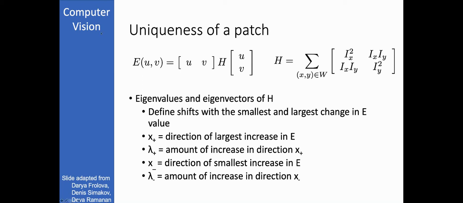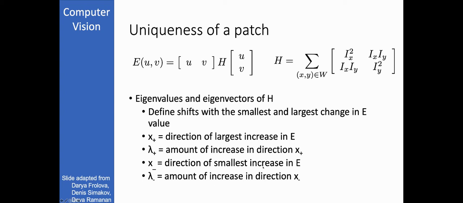So once again, writing the change here with the structure tensor, I noticed that I actually know this form quite well. Indeed, it's the eigenvalues and the eigenvectors of H that are useful. So if I want to define shifts with the smallest and the largest changes in E, I should simply look at first x plus, the direction of the largest increase in E, is actually the eigenvector that corresponds to the largest eigenvalue. And the largest eigenvalue tells me the amount of increase in the direction of x plus.